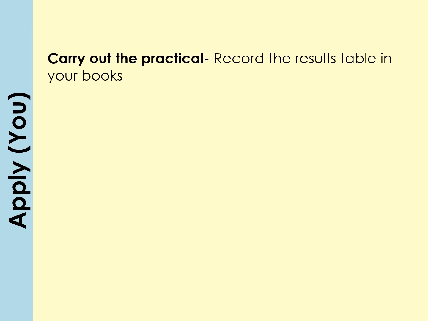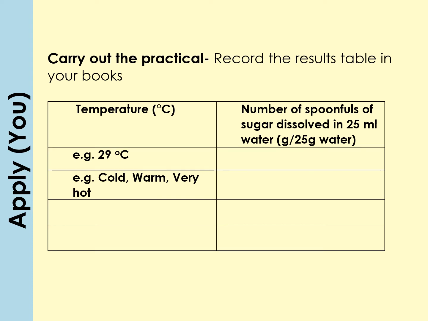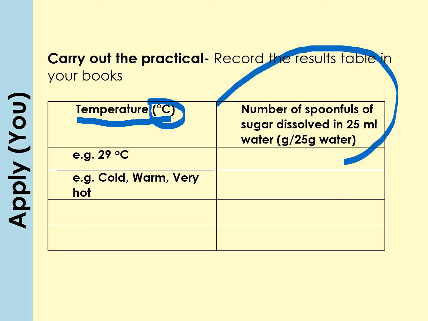Before you carry out the practical, get yourself a pen and a pencil and write down your results table ready to go. So we'll have temperature on the left-hand side. Make sure you put your units in brackets, please. And then you'll have the number of spoonfuls of sugar that dissolved in that 25 mils of water.